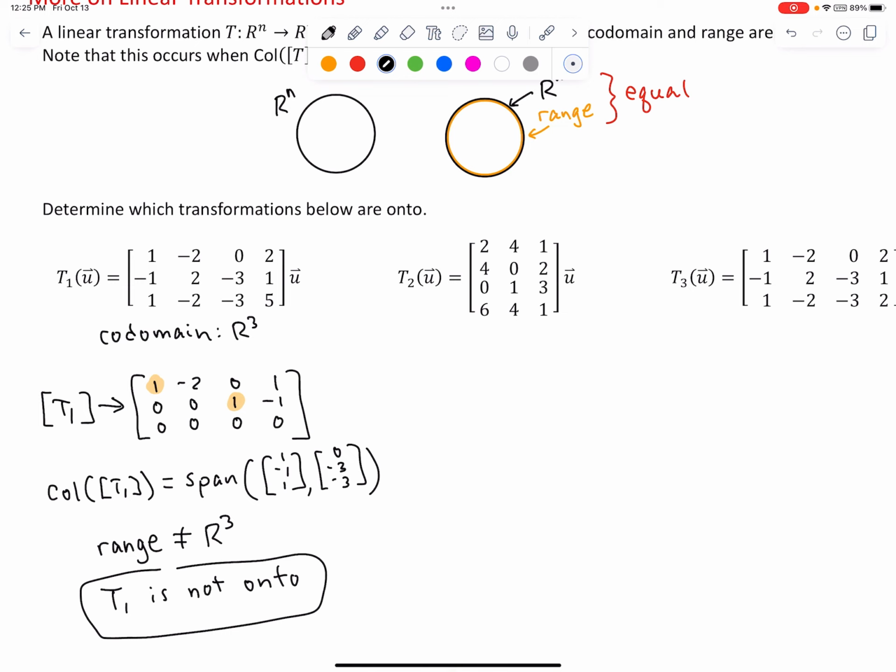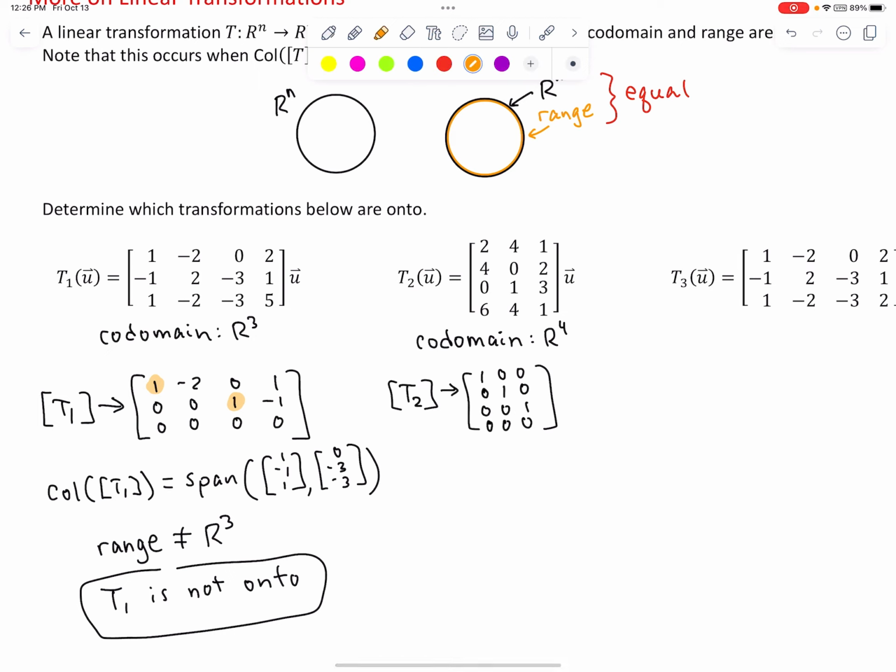Okay, let's look at a new transformation with a standard matrix that's 4 by 3. The codomain of this will be R4 because this transformation inputs 3-dimensional vectors but outputs 4-dimensional vectors. And now let's put the standard matrix into reduced row echelon form. Notice we do have pivots in each of the 3 columns. So the basis of the column space will have 3 vectors. The 3 columns of the standard matrix themselves form a basis for the column space. They are linearly independent as is.